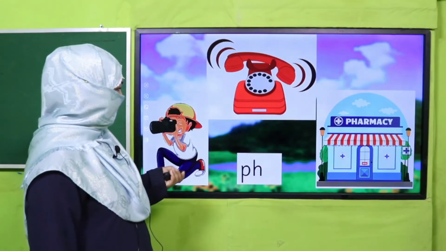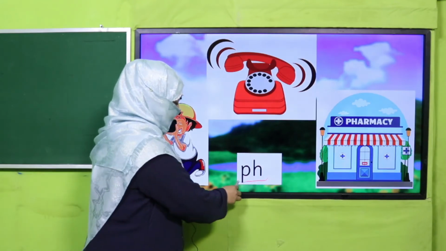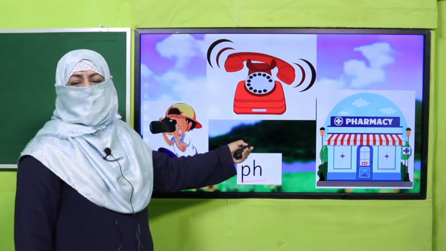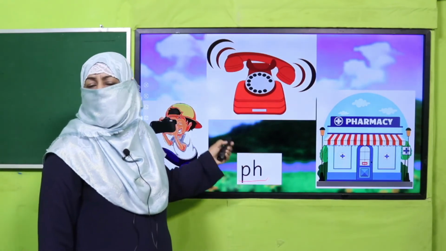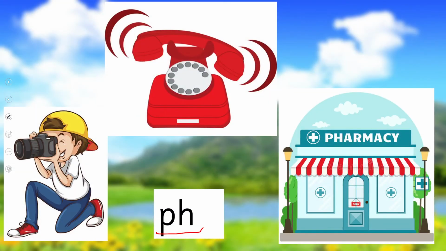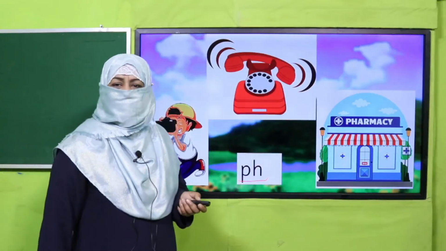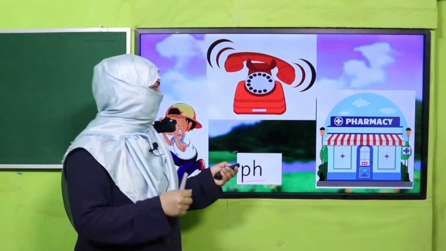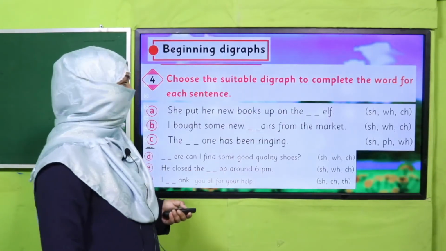And there is another. Again, you know, it's a digraph. Name these words and make their syllables. Pause the video, complete it quickly. Yes, my dear children, are you done with it? Good job. So it's time to practice from your book.